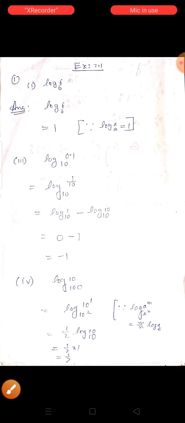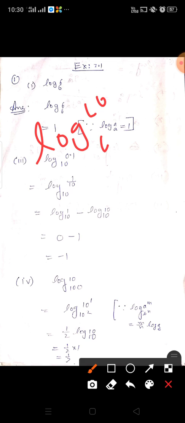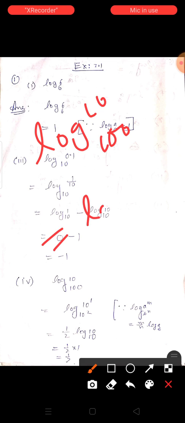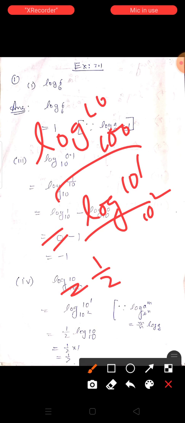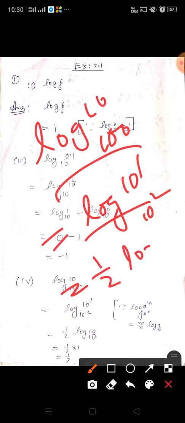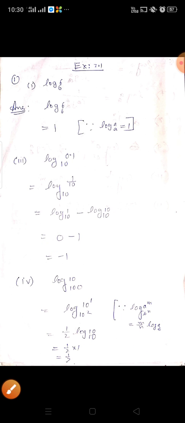Log of 10 to the base 100. Log of 10 to the base 100 can be written as log of 10 over 100. Log of 10 means 10 to the power 1, 100 means 10 square. So 1 by 2 will come, this 1 will come outside, 2 will go outside, 1 by 2 log of 10 to the base 10. And log of 10 to the base 10 equal to 1, so half into 1 equal to half.